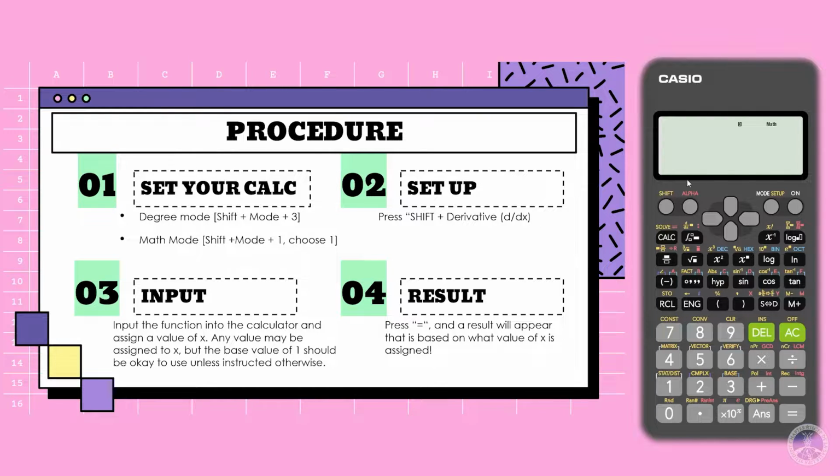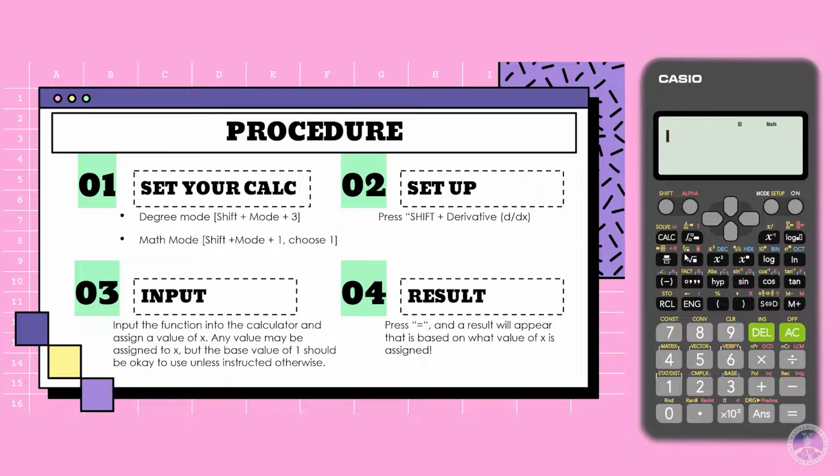So I have here a calculator of the Casio brand to demonstrate this. So first is degree mode. Degree mode is shift plus mode plus 3. So let's input that here. Shift plus mode, this will come out, and then choose degree, so 3. There, you'll know that you have your calculator on degree mode once you see the letter D here on your calculator.